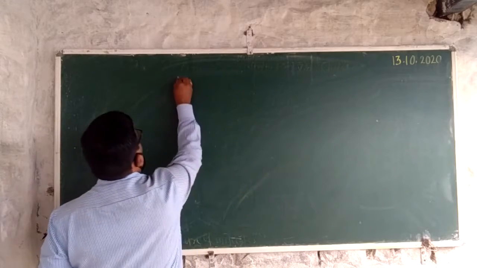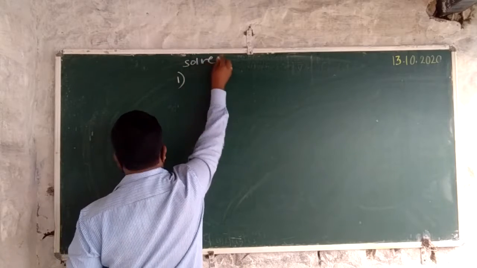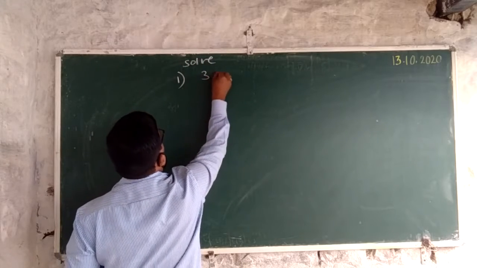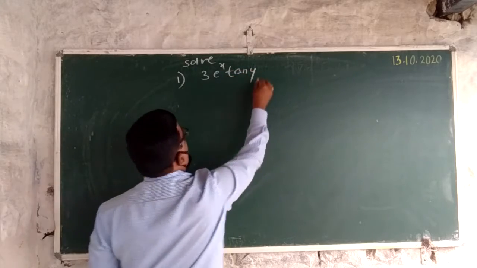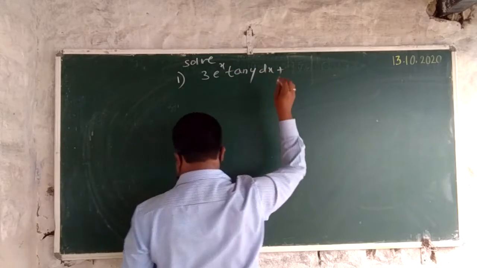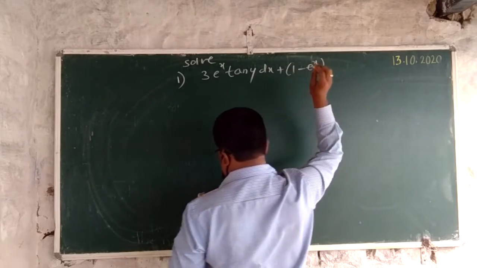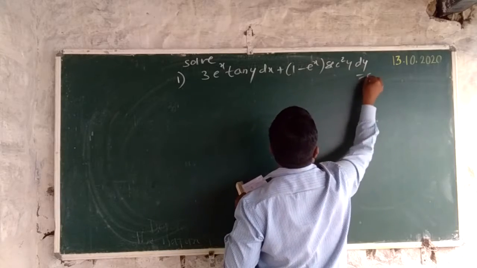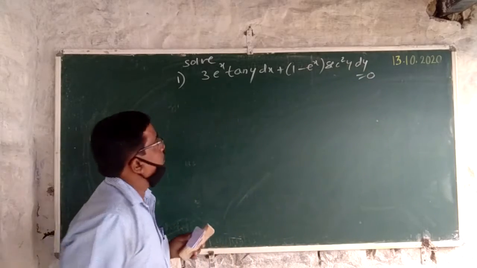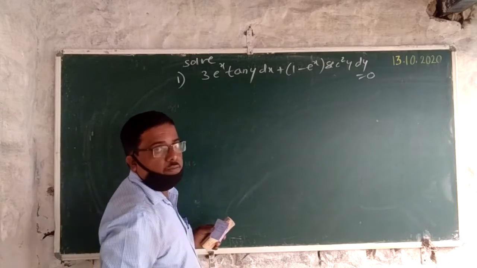First one is: solve 3 e raised to x tan y dx plus 1 minus e raised to x sec square y dy equal to 0. So now we use the variable separable method.